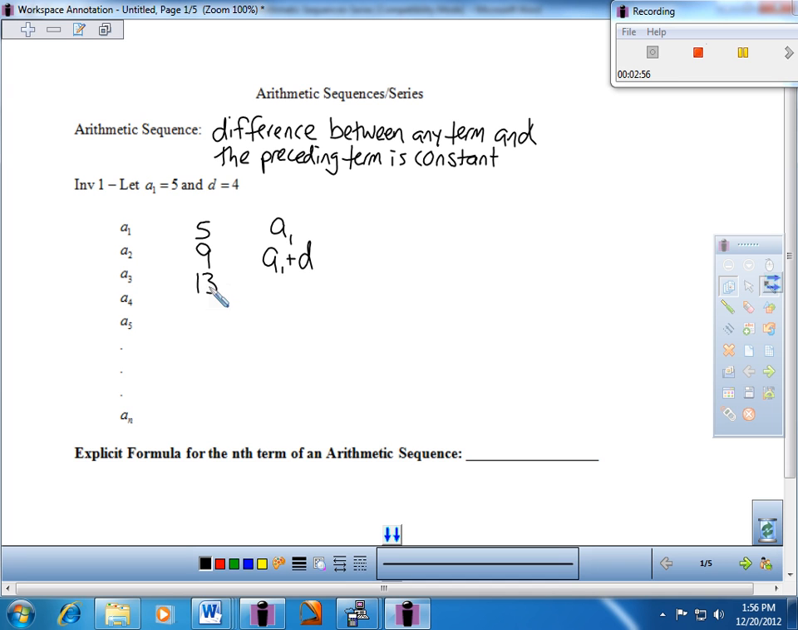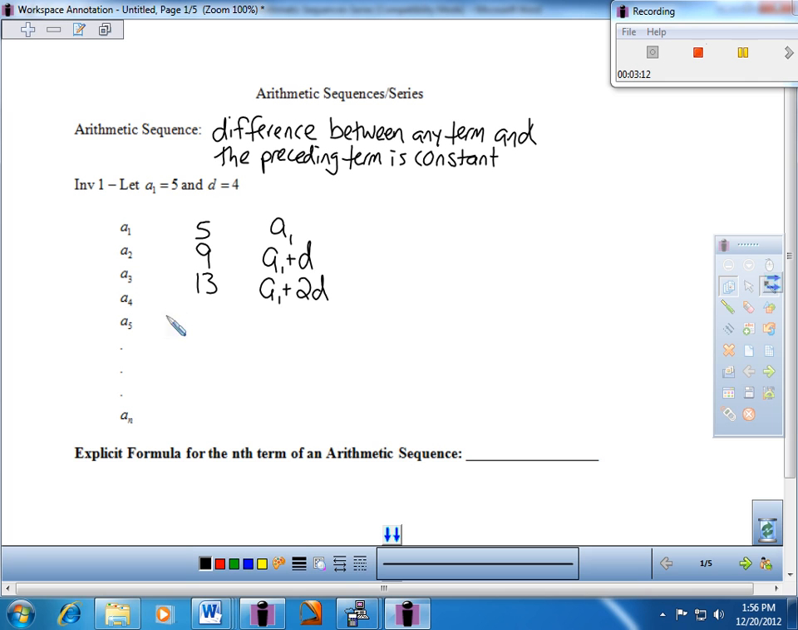And here's how we're going to write it. In this case, this is how I got the second term. To get the third term, it looks like I added another D. So I added another 4, which means up to this point, I've added 2 Ds. So I started at a sub 1, I added D to get to there, and I added another D to get to there. So I've added 2 so far.